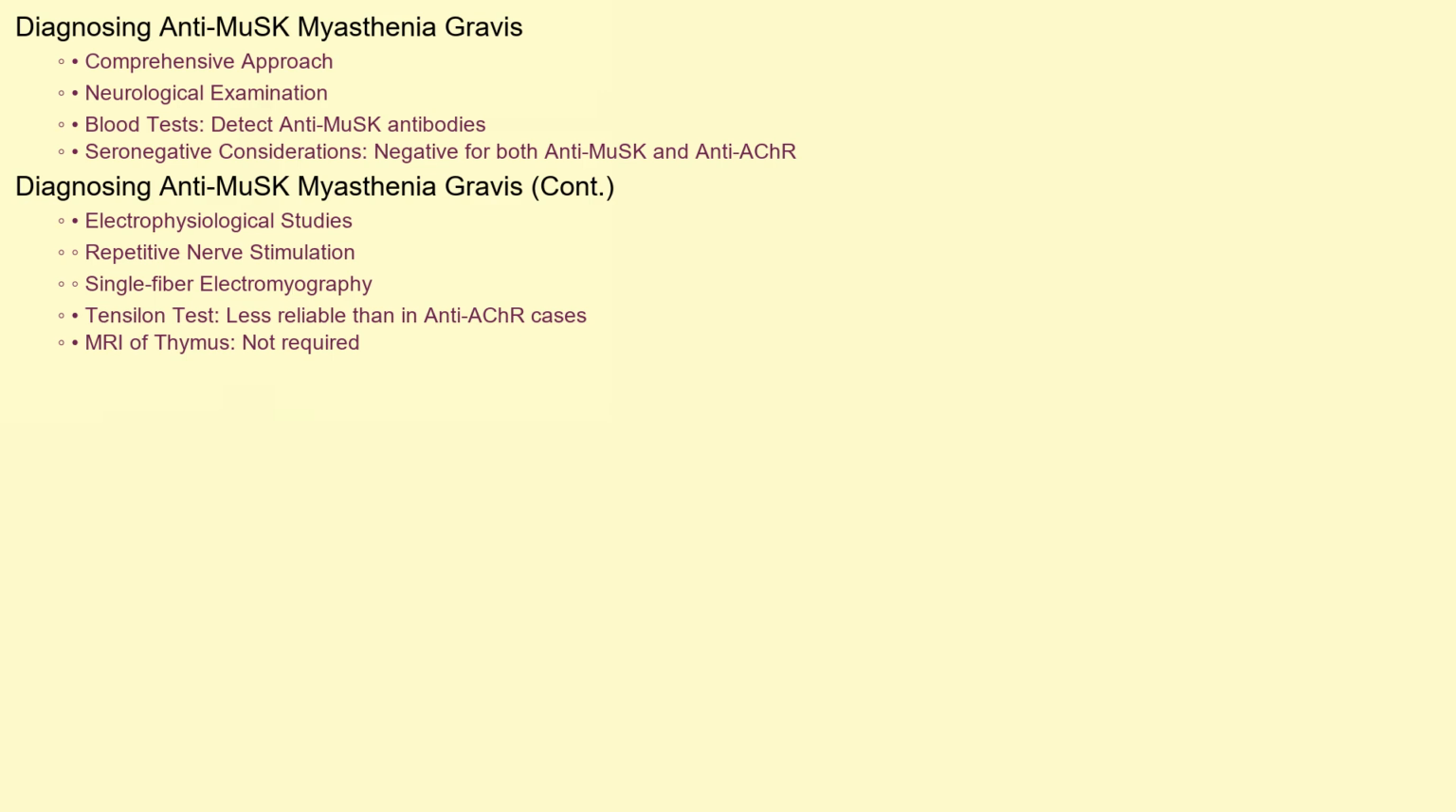Diagnosing anti-MuSK myasthenia gravis involves a comprehensive approach. The process usually starts with a thorough neurological examination to assess muscle strength, reflexes, and cranial nerve function. Blood tests are essential to detect the presence of anti-MuSK antibodies. However, it's important to note that some individuals with clinical features suggestive of myasthenia gravis may test negative for both anti-MuSK and anti-AChR antibodies. These individuals are classified as seronegative.